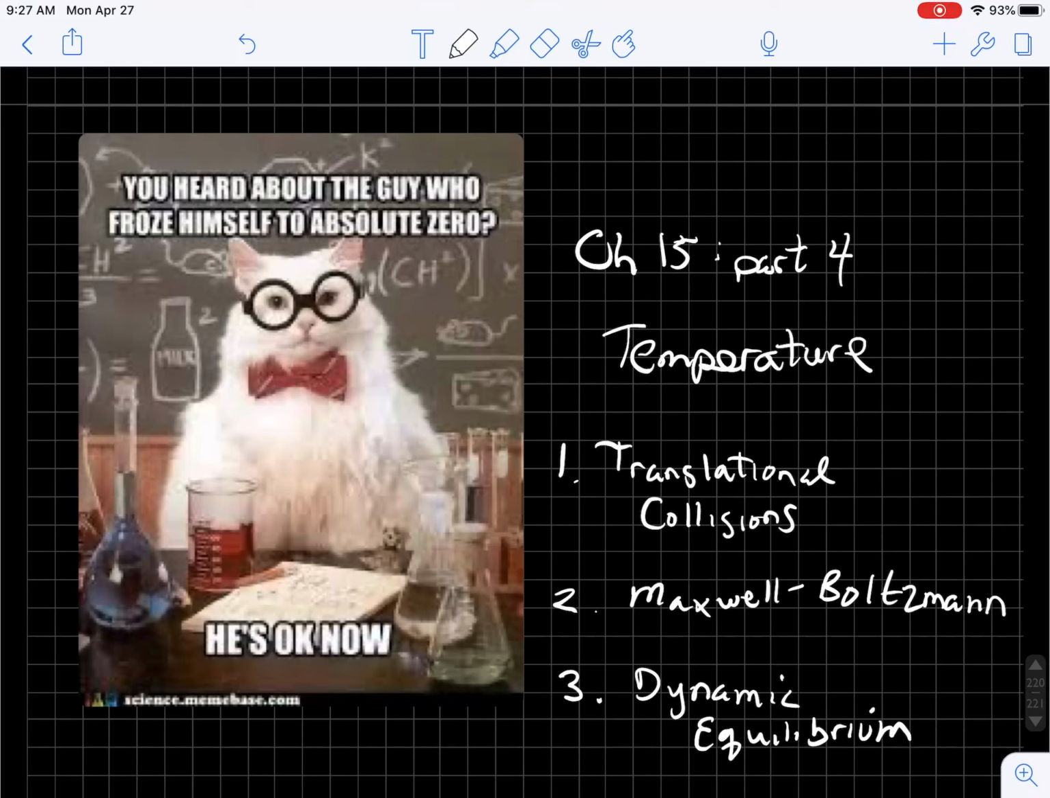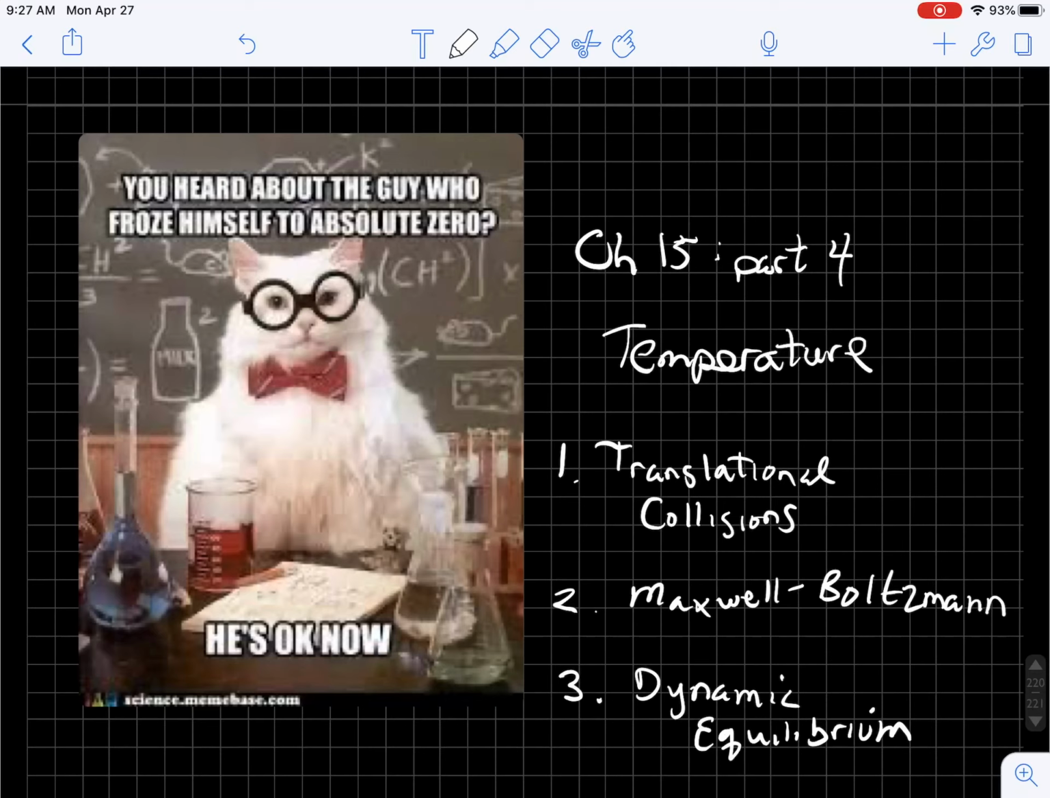First is that the collisions are translational, which means that you have that whole law of conservation of momentum thing happening, where the faster particles are translating energy to the slower particles. And they want you to be able to describe that based upon kinetic theory. So, in other words, particle physics.